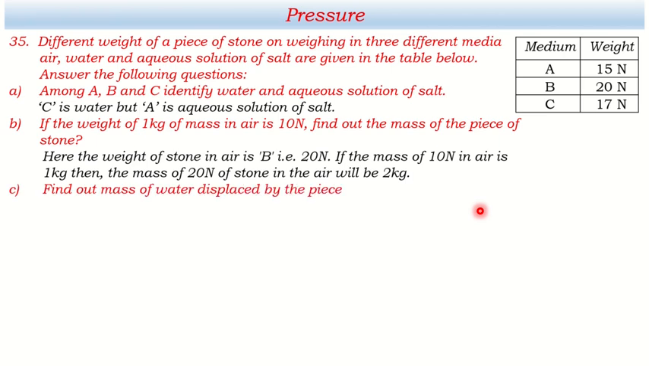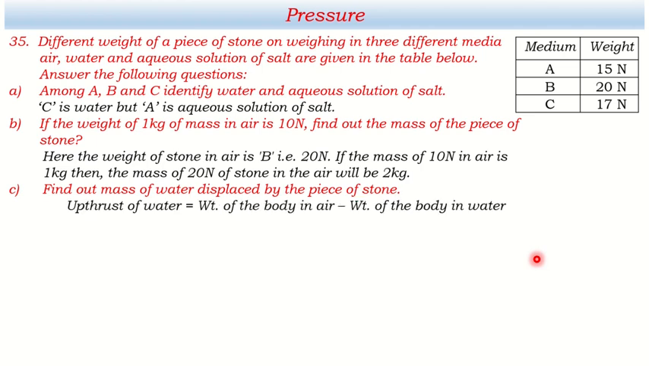Okay, now let's have another question. Find out the mass of water displaced by the piece of stone. We know that upthrust of water is equal to weight of the body in air minus weight of the body in water, isn't it? Now look at this, 20 Newton is the weight in air and weight in water is 17 Newton. That's why upthrust is 3 Newton. And we are going to find out the mass of displaced water. So we have to go forward. Upthrust is equal to weight of displaced water and this is equal to 3 Newton.